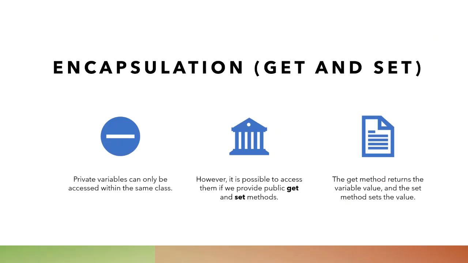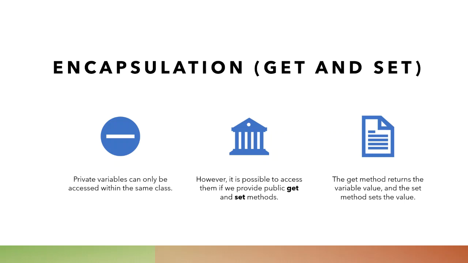Now we have the encapsulation get and set. Private variables can only be accessed within the same class, again, as what I've told you. However, it is possible to access them if we provide public get and set methods. The get method returns the variable value and the set method sets the value.